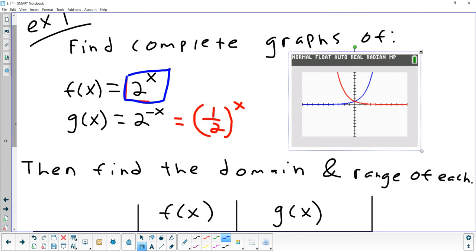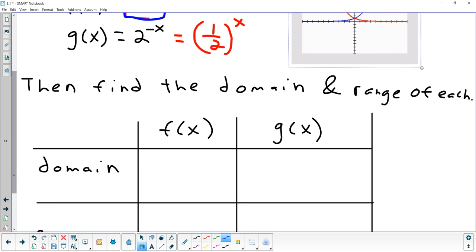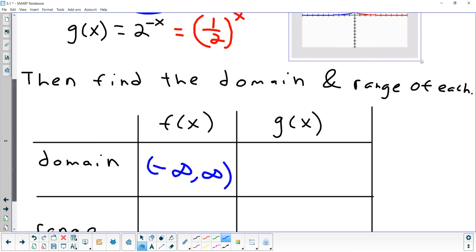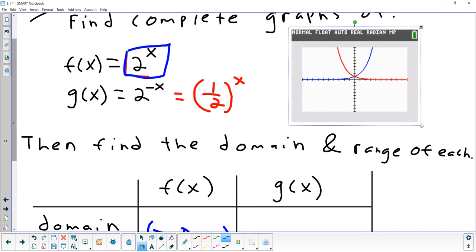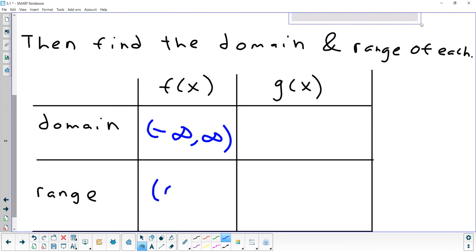Let's look at the one in blue. How far left and right does the graph in blue go? What's the domain? Nick? Negative infinity to infinity. Yep. And now let's look at the range of the one in blue. What's the lowest to the highest? Yep, 0 to infinity. Including 0 or not including? Not including. So the range is 0 to infinity.